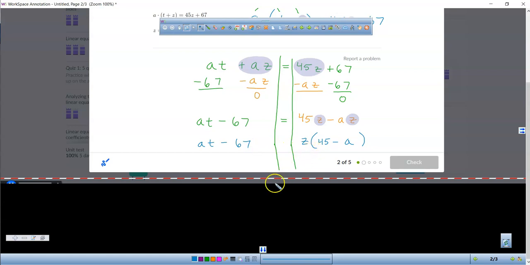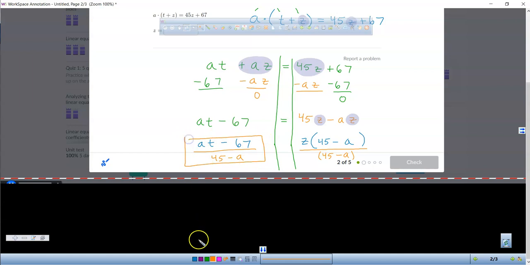So now we're down literally to the very, very final step, which is you always divide by what's next to the letter that you're solving for. So what is literally next to my z right here? 45 minus a. So I'm going to divide this side by 45 minus a, and I'm going to divide this side by 45 minus a. And this is actually going to be my final answer.